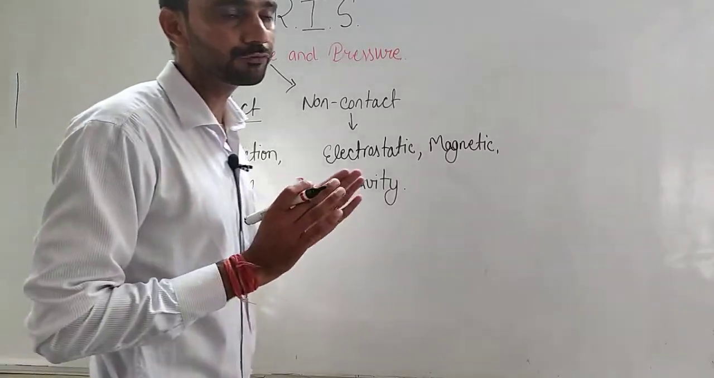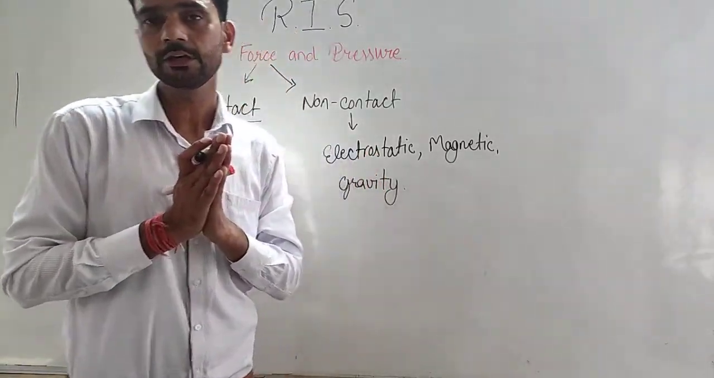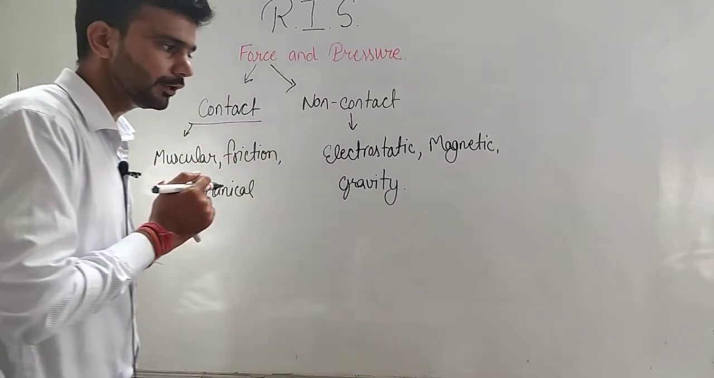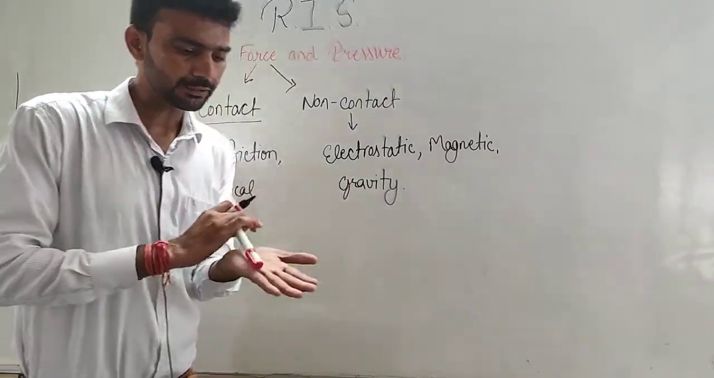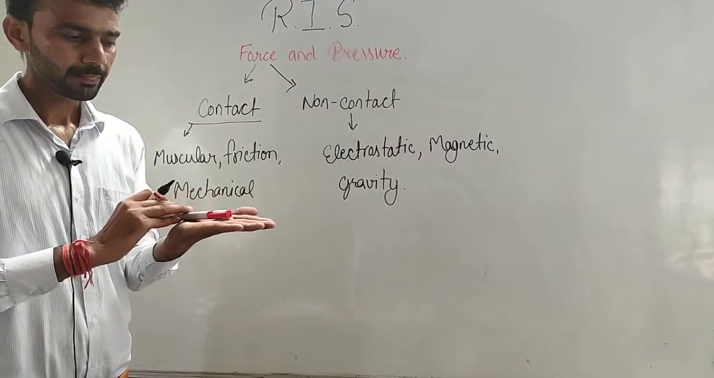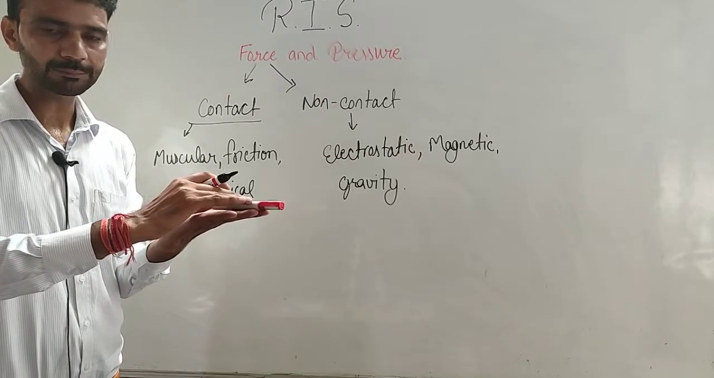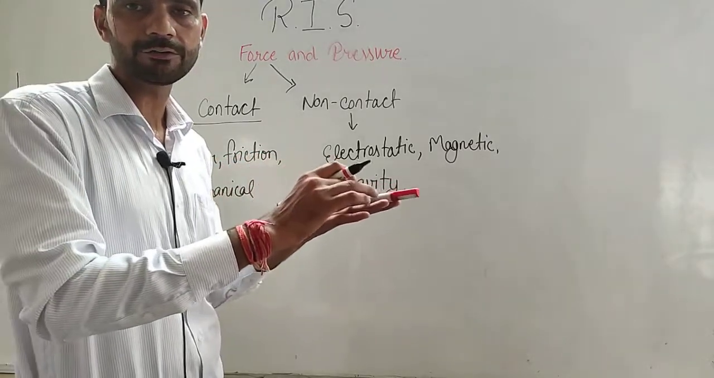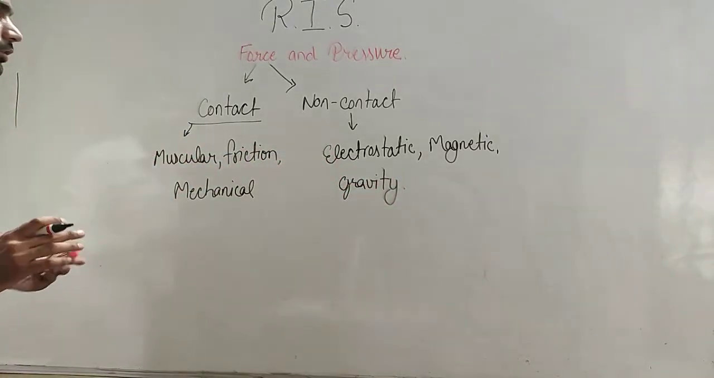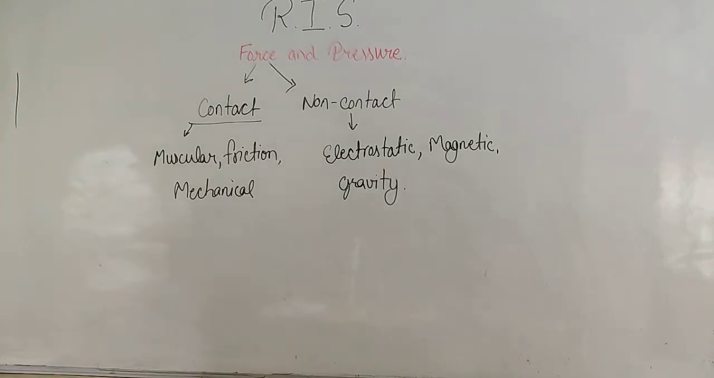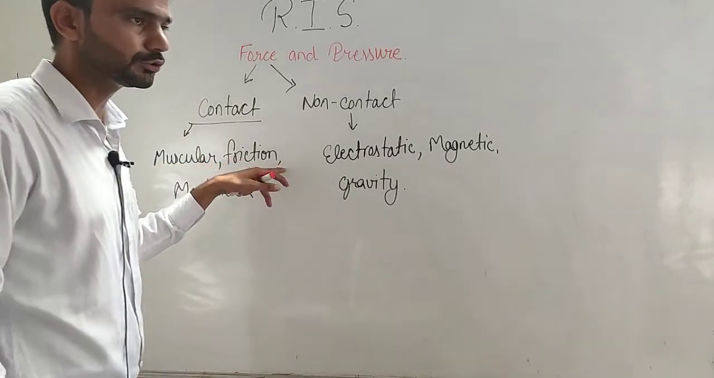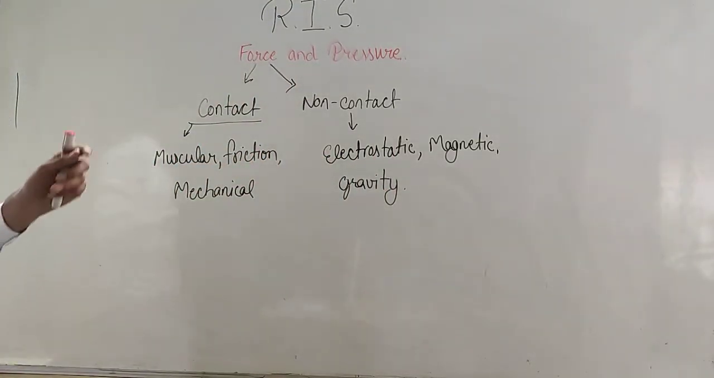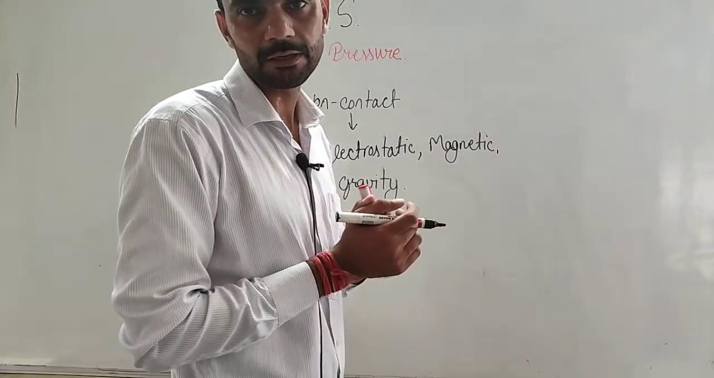Frictional force: a force which opposes the motion of an object is known as frictional force or friction. Suppose this pen is sliding on my palm. When this pen is sliding, after some time it will stop. Why does it stop? Because a frictional force is exerted between these 2 surfaces. So a force which decreases the speed of an object or which does not allow the object to move, that force is known as frictional force. Mechanical force: the force exerted by the machines is known as mechanical force.